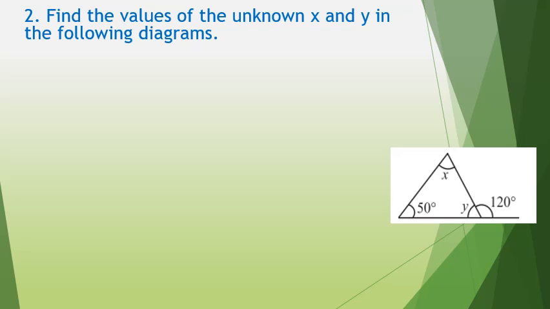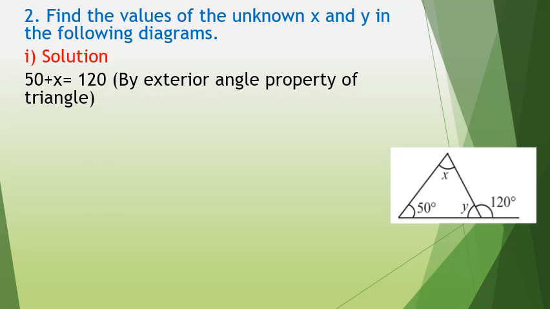By using exterior angle property and angle sum property of a triangle, we can find the values of the unknown x and y here. So first we can use the exterior angle property to get the value of x. That is 50 plus x equal to 120 degrees by the exterior angle property of a triangle. That is, the sum of interior opposite angles equal to the exterior angle.